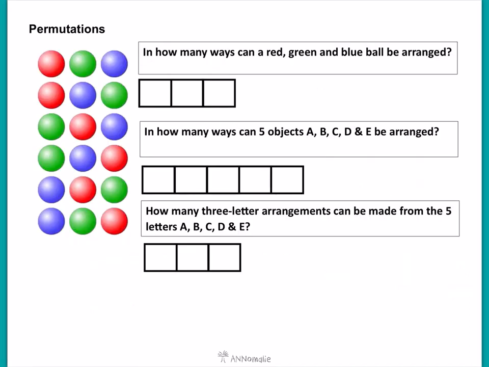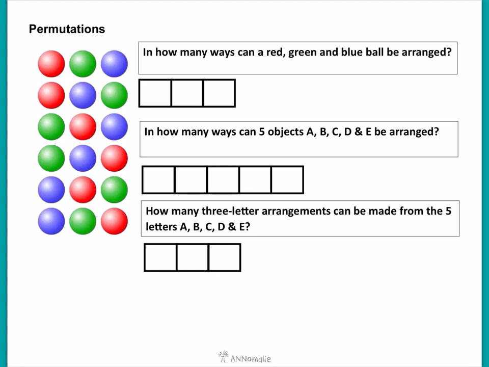Before we continue with more questions, we are going to look at 2 very important concepts: permutations and combinations. Our question is, in how many ways can a red, green and blue ball be arranged? Most important here is that order matters. Now you can see that the arrangements have been done for us, and it is 6 arrangements in total.